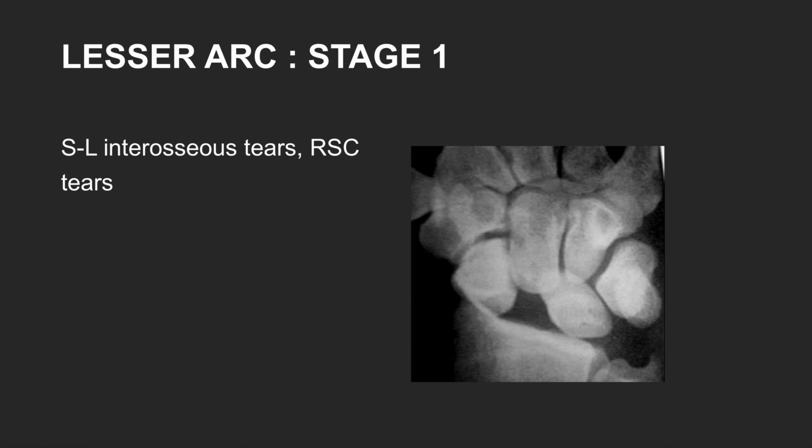Let's look at the lesser arc injuries first. Stage 1, a scapholunate ligament tear. That's the classic Mayfield 1. And along with the scapholunate ligament, there's usually a tear or injury to the radioscaphocapitate ligament, which allows the scaphoid and lunate distance to widen.